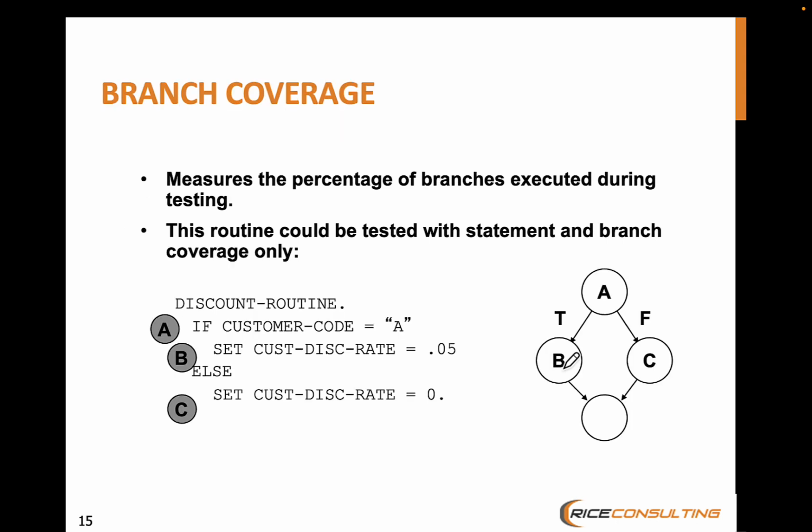Now, branch coverage, once again, is just testing either the decision branches that you take or any other kind of logical branch, like going to some other area in the code. So in this case, if the customer code is A, we're going to set the discount rate to 05. Else we're going to set the customer discount rate to 0. And by testing each of those sides of the if statement, we've completely covered that if statement with branch coverage.